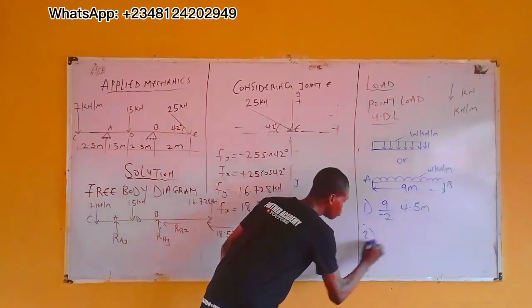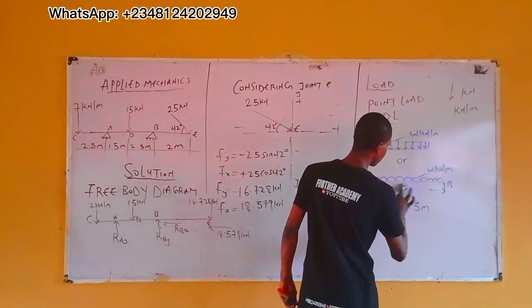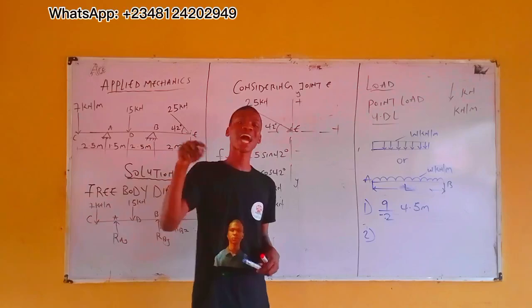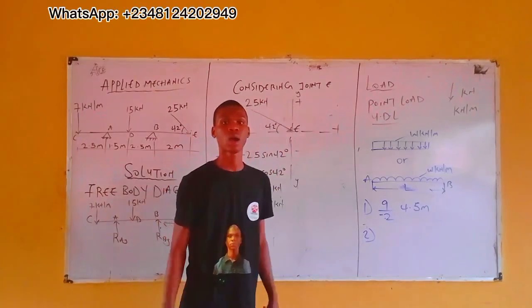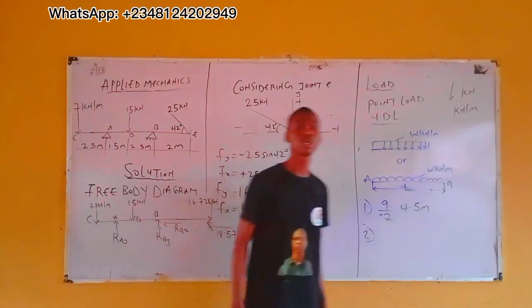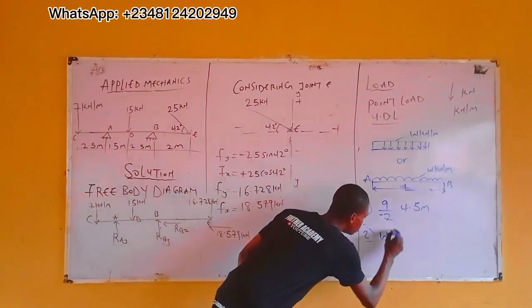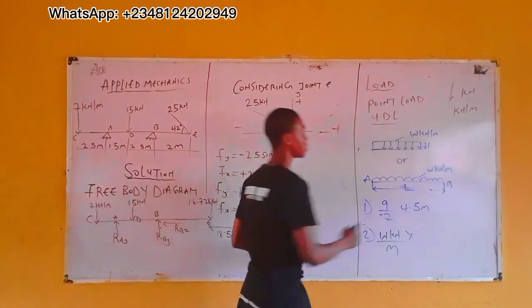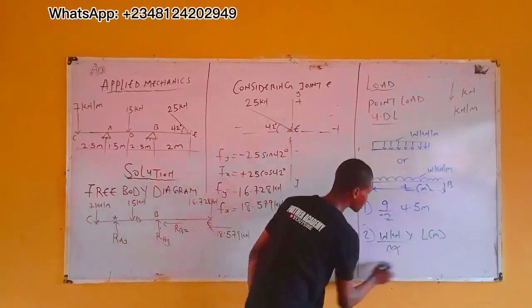That's number one. Number two, read the number 2. What do you have? Converting a UDL to a point load, multiply the intensity of the UDL by the total distance it covered. When we say intensity, it means magnitude. Now, what's the magnitude of this UDL? W kilonewton per meter. Meaning W kilonewton per meter times what's the total distance? L, meaning multiply by L meter. Observe, meter cancels meter.